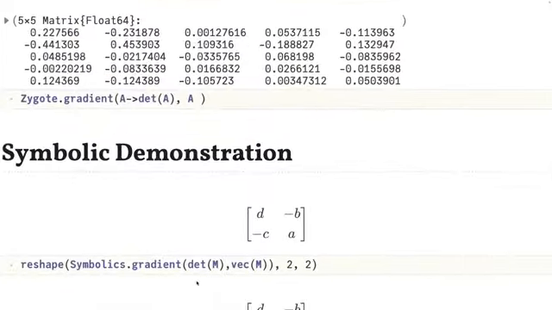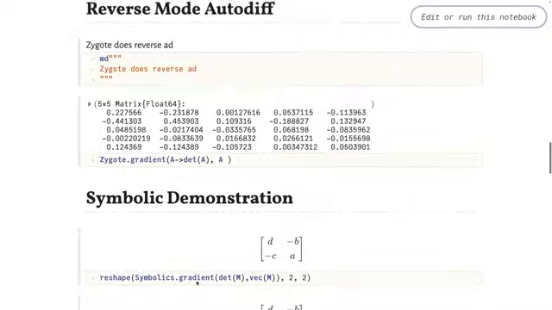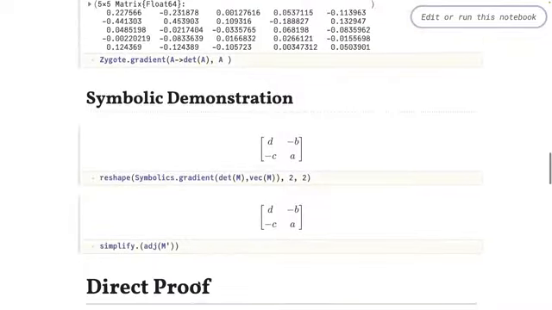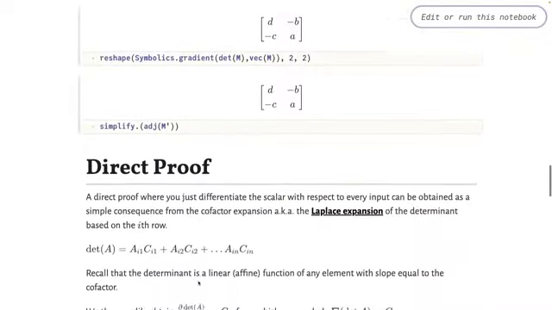Though I wouldn't be surprised, maybe Stephen knows better, I wouldn't be surprised if this is just built-in formulas in both cases. I don't know. Let's see. We could do it symbolically, but let's get to the proof.